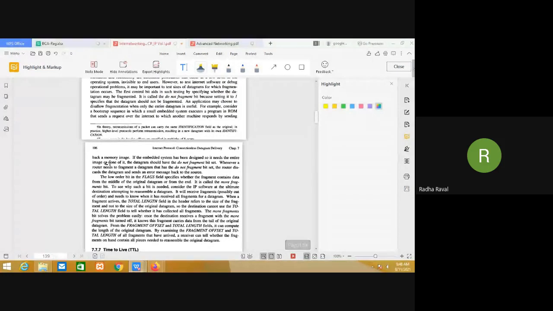Then total length. Total length refers to the size of the fragment, not the size of the original datagram. So a fragmented part carries a field named total length, and it carries the size of that fragmented part, not the original datagram size. So the destination can't use the total length field to tell whether it has collected all the fragments or not.